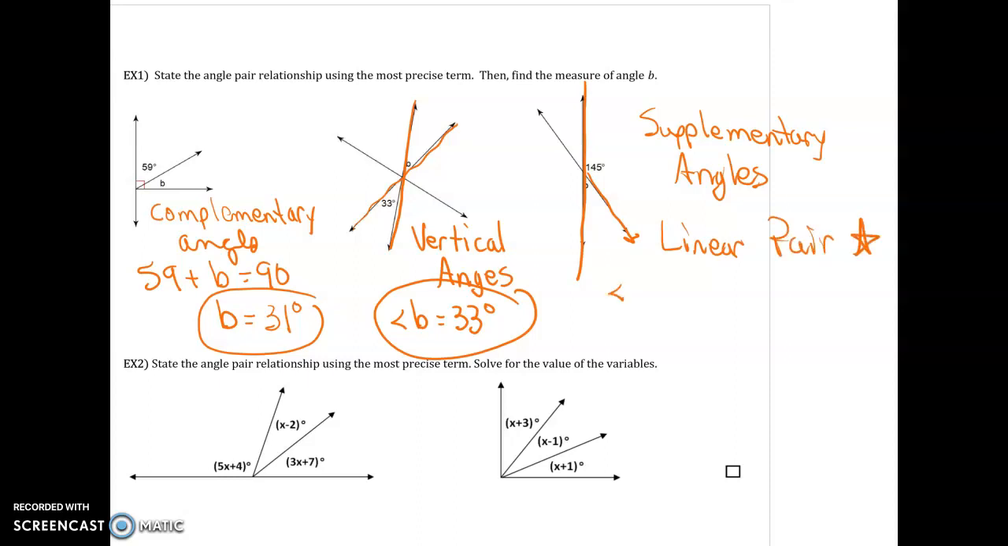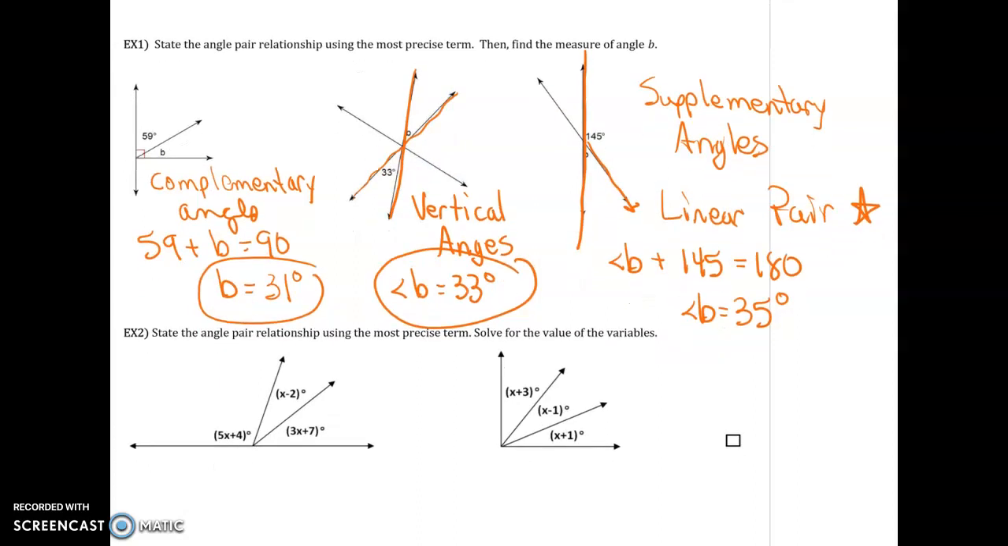So that means angle B plus 145 degrees equals that 180 degrees. And once I subtract that 145 over to join my 180, I'll see that angle B is worth 35 degrees.